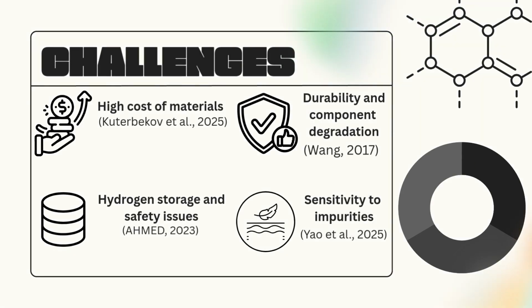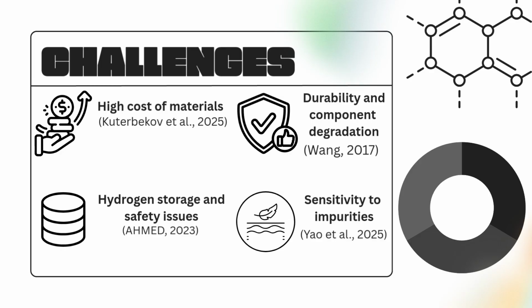Next, I will explain the 4 main challenges of fuel cell technology, which are high cost, durability issues, hydrogen storage, and sensitivity to impurities. First, fuel cells are still expensive. This is mainly because they use platinum as a catalyst. Platinum is rare and costly, and other components such as membranes and bipolar plates also require advanced materials. This makes fuel cells more expensive than traditional engines.